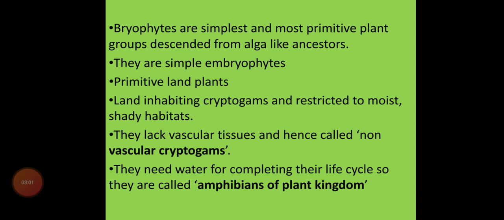The bryophytes are called amphibians of the plant kingdom because the plants live in water, the plants live on land, but they need water for their fertilization. To complete their life cycle, they need water. So we know that the frog is called an amphibian because it lives in both land and water. Like this, the bryophytes also live on land, but they need water for fertilization. That's why bryophytes are called amphibians of the plant kingdom.